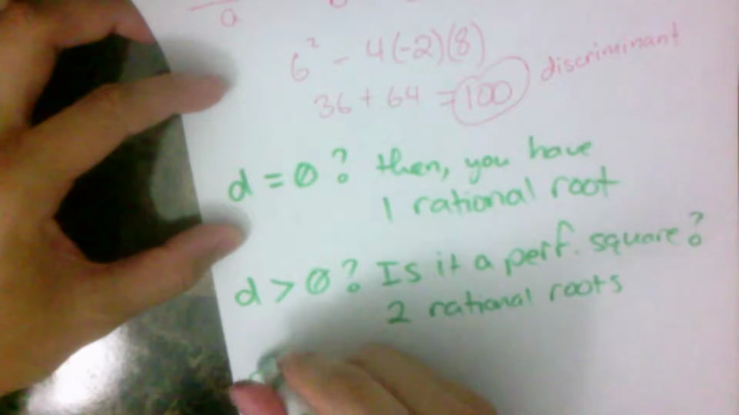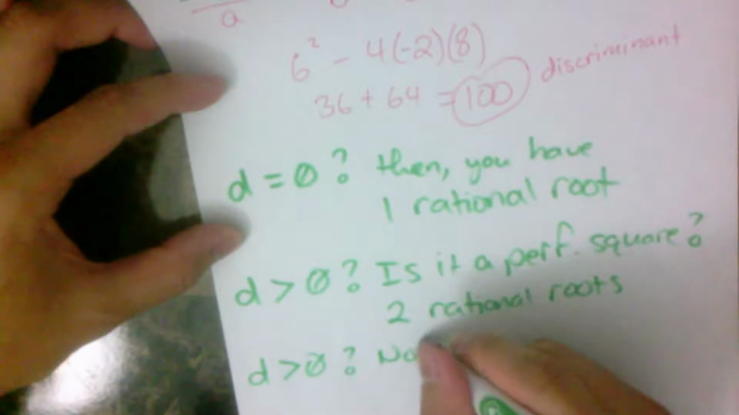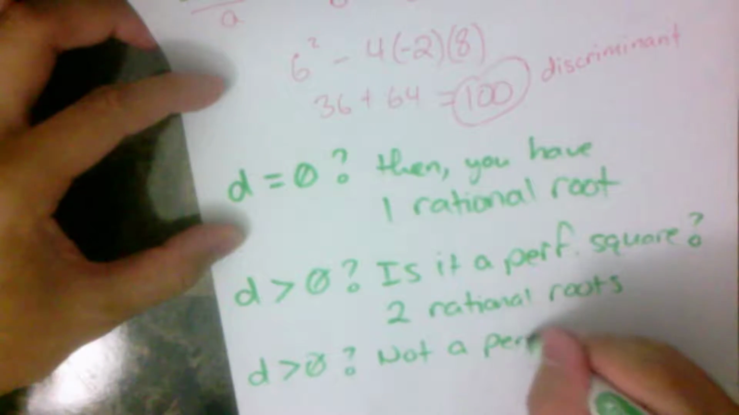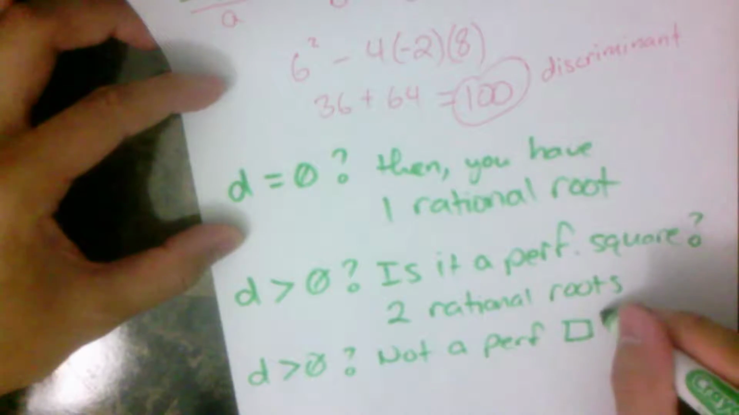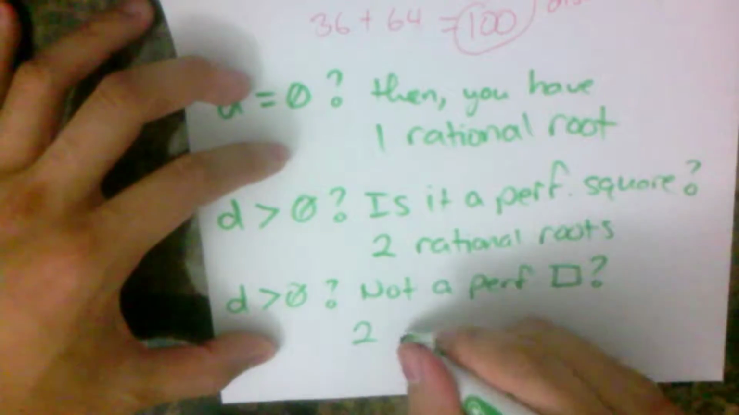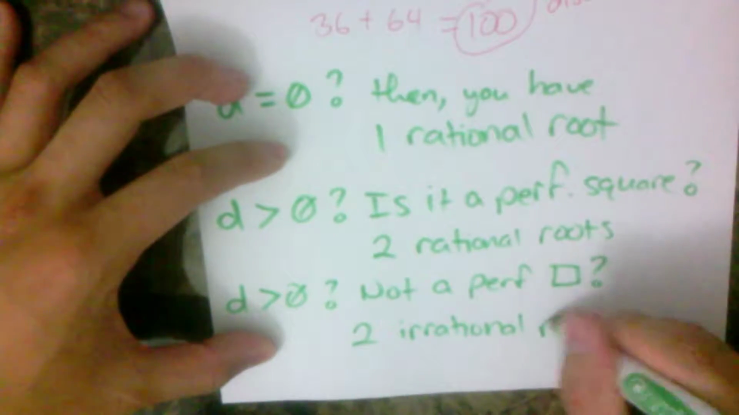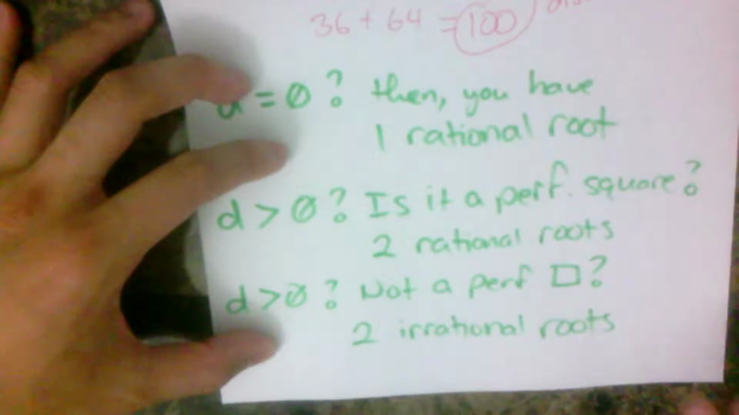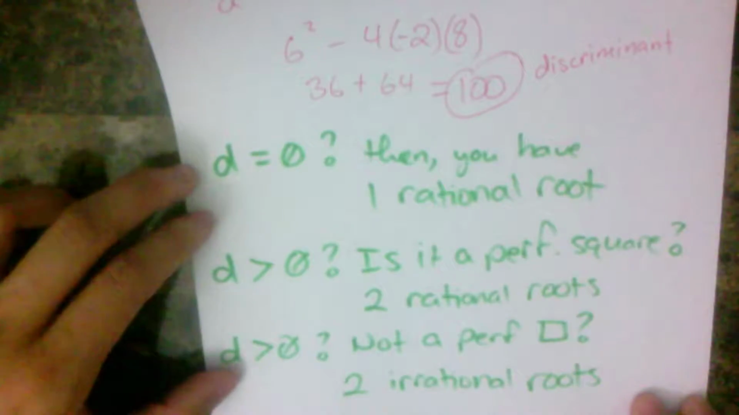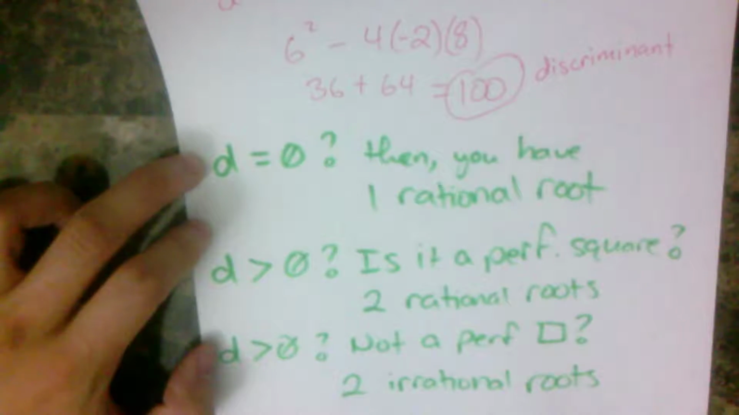But there's one more condition, if d is greater than 0, but it is not a perfect square. So if it is not a perfect square, then you have 2 irrational roots. Alright, and so it has to follow one of these 3 conditions. For the test, all of yours will fall under these. There are technically a few more, but I haven't gotten to that lesson just yet. So we're just going to introduce these 3 for now.